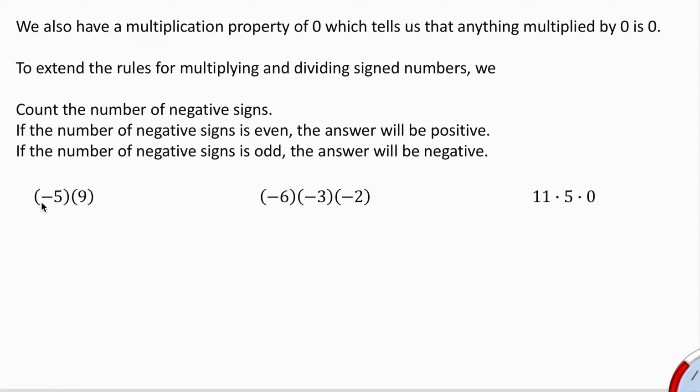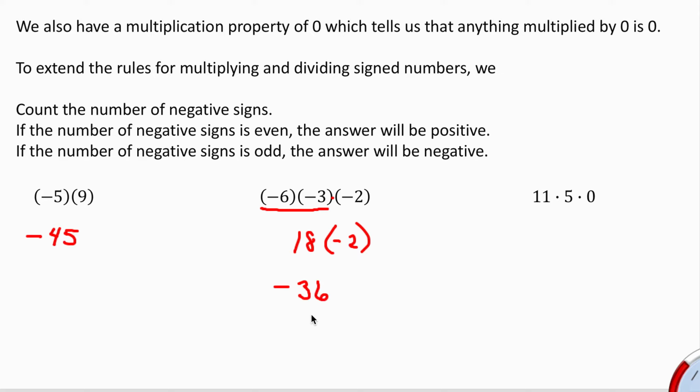Okay, so the signs of the number are different. I know it's going to be a minus. If the signs are different, it's minus. If the signs are the same, it's plus. So 5 times 9 is 45. Okay, let's do 2 at a time, any 2 at a time. The signs are the same, so it's a plus. 6 times 3 is 18. But I still have another multiplication. Now the signs are different, so your answer is minus. 18 times 2 is 36.